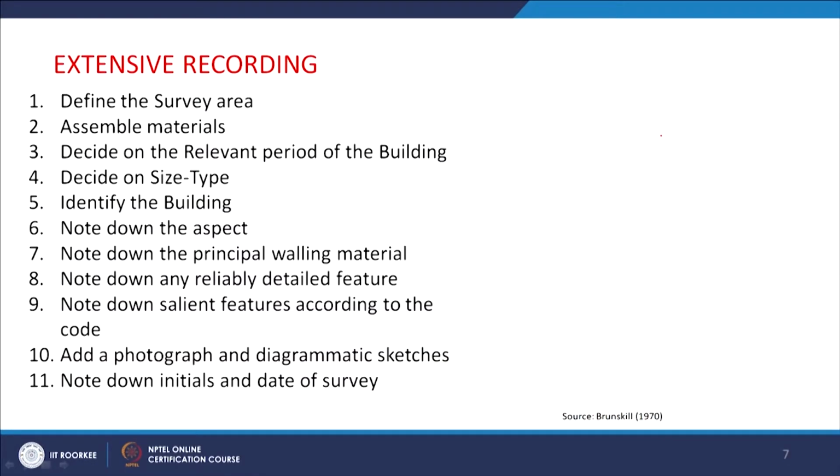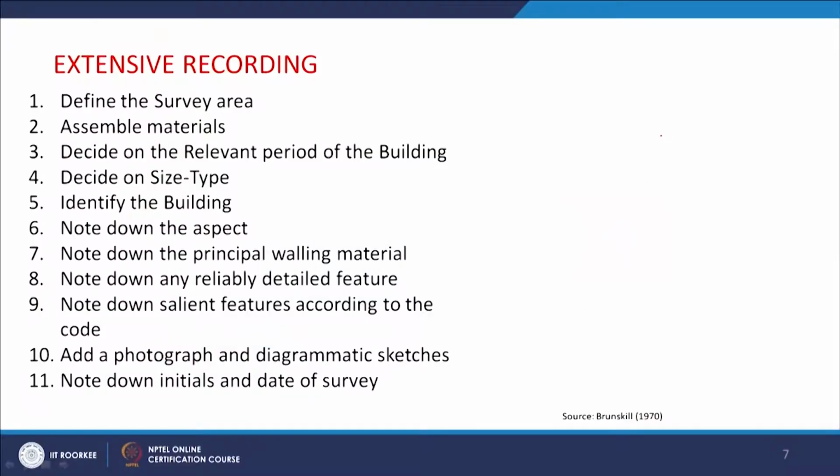So Brunskill mainly talks about two to three important methods. I'm just giving you some very brief points, but one should take it into a detailed account. One is extensive recording. First of all, we need to define the survey area. This is the survey area we are looking at. In India, we call it the Kasra map. This is the scale of our area.